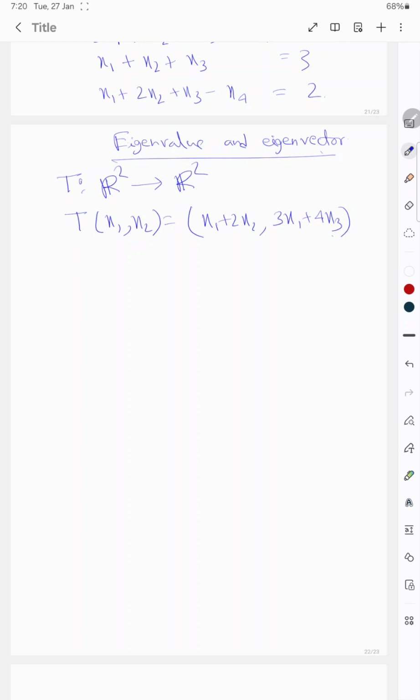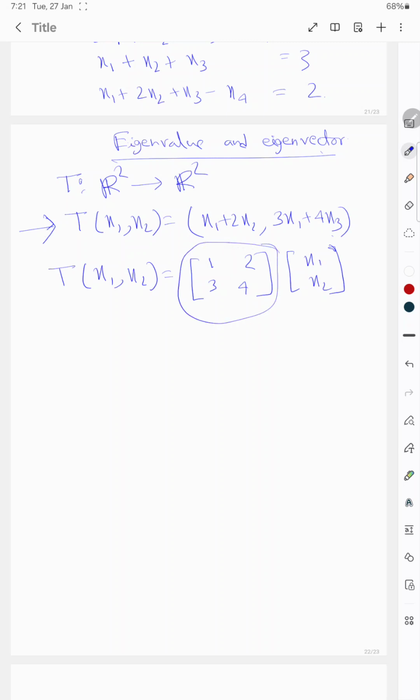You see, this type of map I can write as T of x1 comma x2 equal to the matrix 1 2 3 4 times x1 x2, right? Because this is a matrix product, and if you write it as a column vector, you are getting the same thing. So this is your linear transformation, and the corresponding matrix form is this 1 2 3 4.